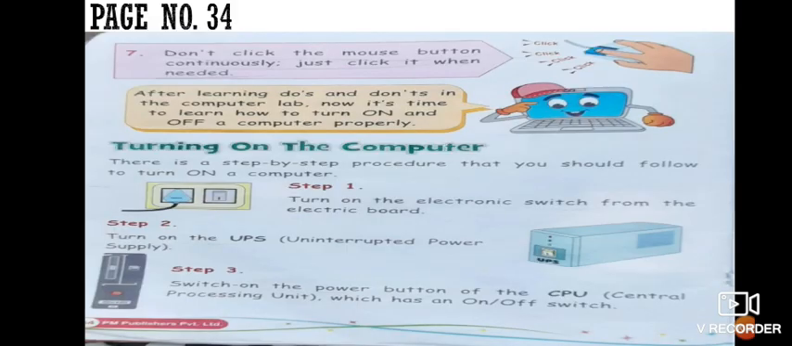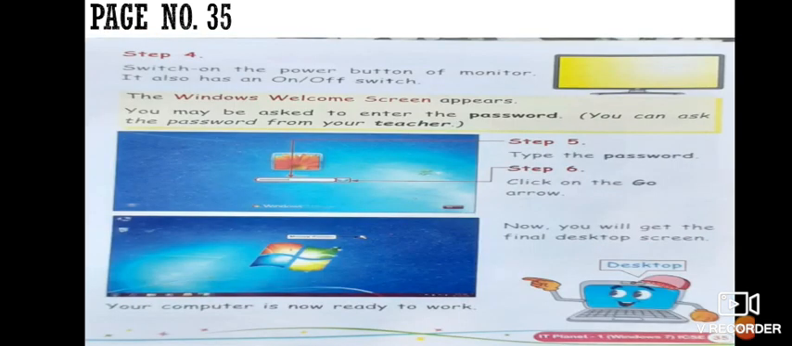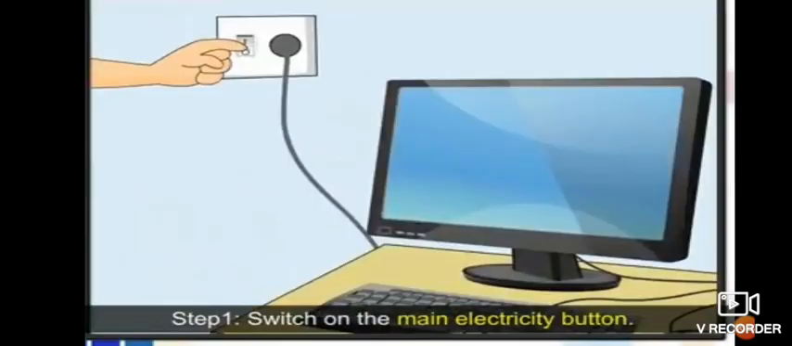It's on page number 34 and on page number 35. So there are 6 steps to switch on the computer. Let's read them one by one. So step 1 is turn on the electronic switch from the electric board. So first we have to switch on the main electricity button. Alright, you can see the button in the picture. The finger is pointing the button. So switch on the main electricity button.